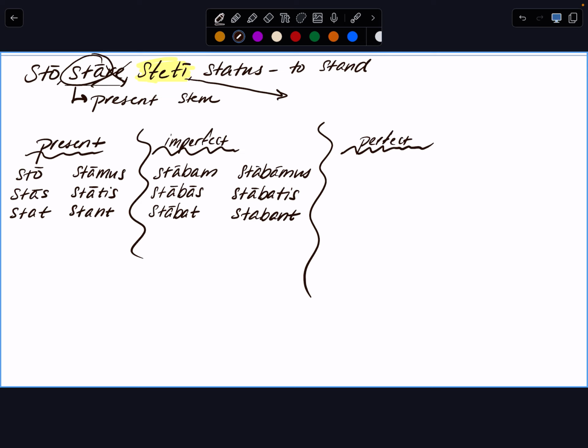So your stem is just stet. That's your perfect stem. So if we were to conjugate in the pluperfect, we would use stet. If we were going to conjugate in the future perfect, we would also use stet. We would not use sta. Does that make sense? Okay. So let's go through and do this now.